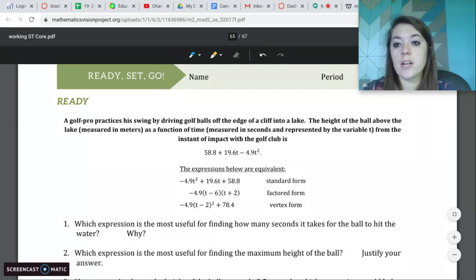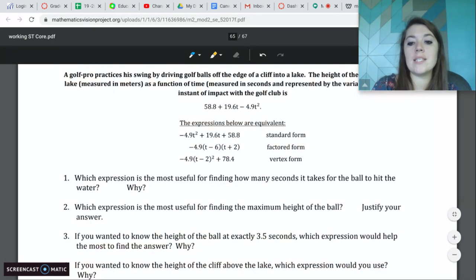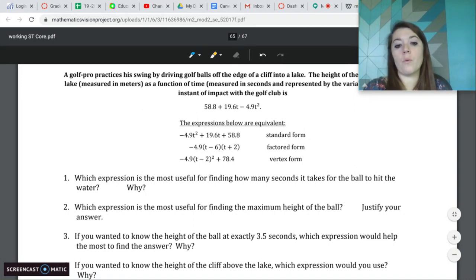So we've got standard form, factored form, and vertex form. So our three different forms that we have for a quadratic equation. Negative 4.9t squared plus 19.6t plus 58.8. Negative 4.9 times the quantity t minus 6 times the quantity t plus 2, which is our factored form, and then negative 4.9 times the quantity t minus 2 squared plus 78.4. That's our vertex form. So for number 1, which expression is the most useful for finding how many seconds it takes for the ball to hit the water?